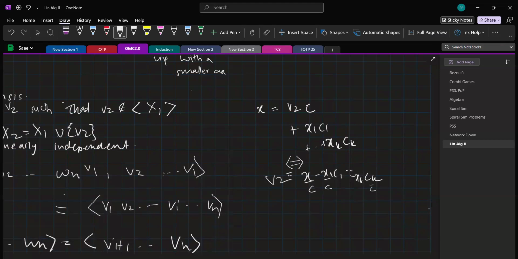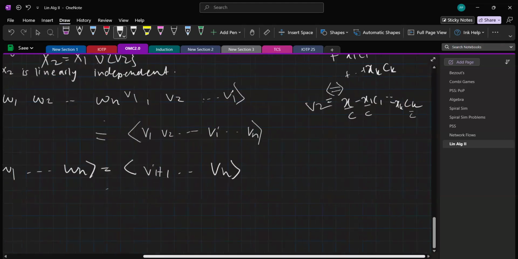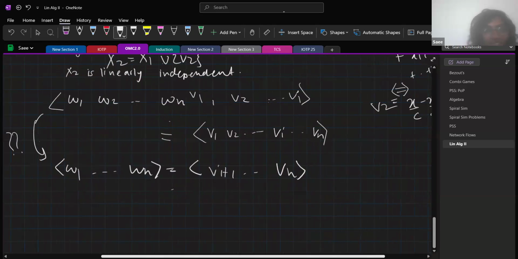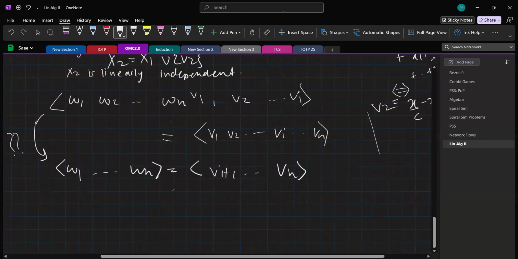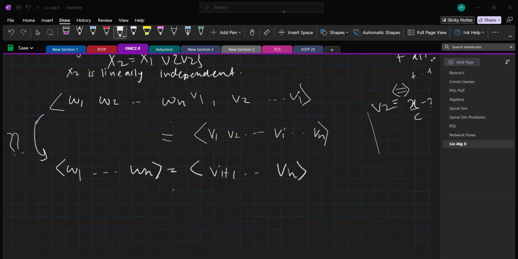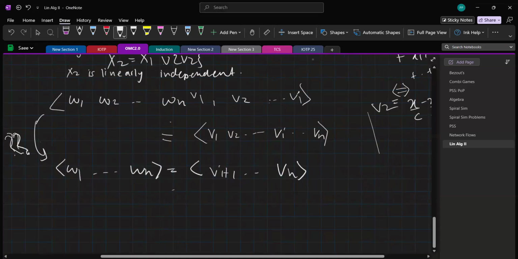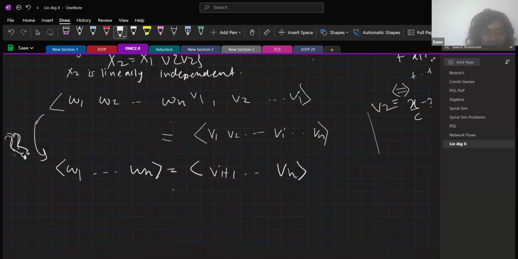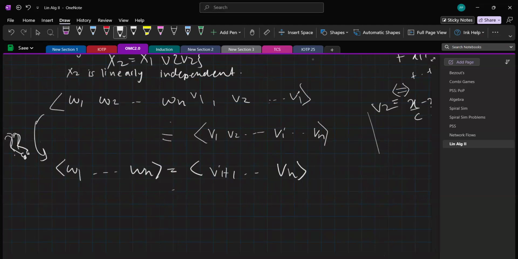Also, for the steps you mentioned, for this step where you go from span of V1 to Vn, if instead of W1 we had W1 plus V1, even then the spans would be the same. Yes, but this step is wrong. Span of W1, right? Yeah. I mean, it's not the same.